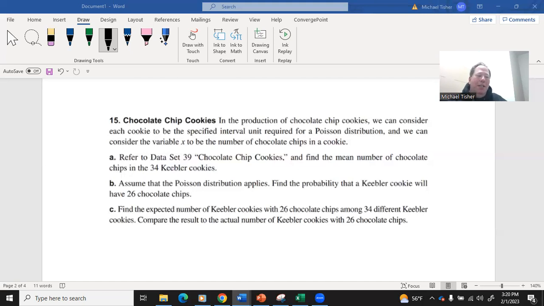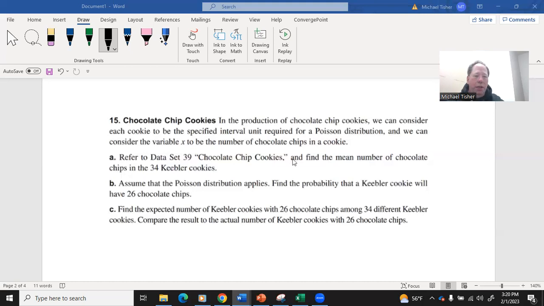So speaking of chocolate chip cookies, we have this interesting problem here that talks about Keebler cookies, all right? And a part wants us to refer to data set 39 and find the mean number of chocolate chips in the 34 Keebler cookies. All right.